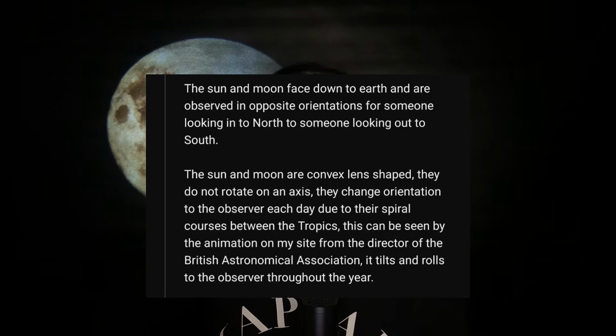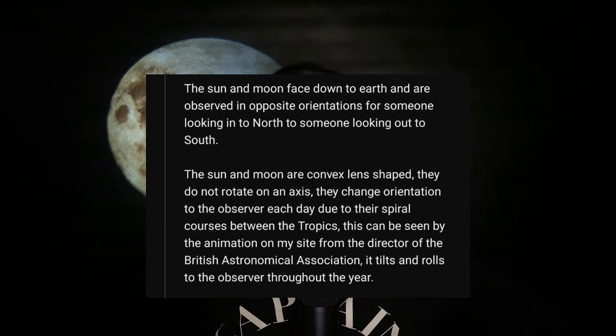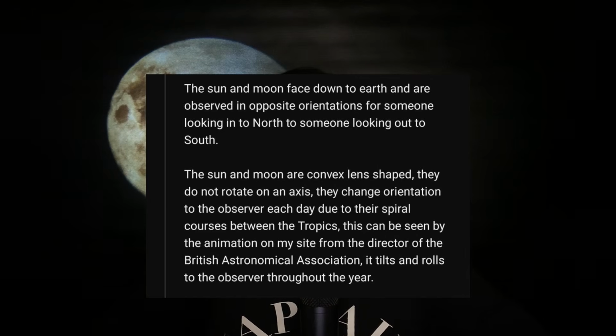The sun and moon are convex lens-shaped. They do not rotate on an axis. They change orientation to the observer each day due to their spiral courses between the tropics. This can be seen by the animation on my site from the director of the British Astronomical Association. It tilts and rolls to the observer throughout the year.